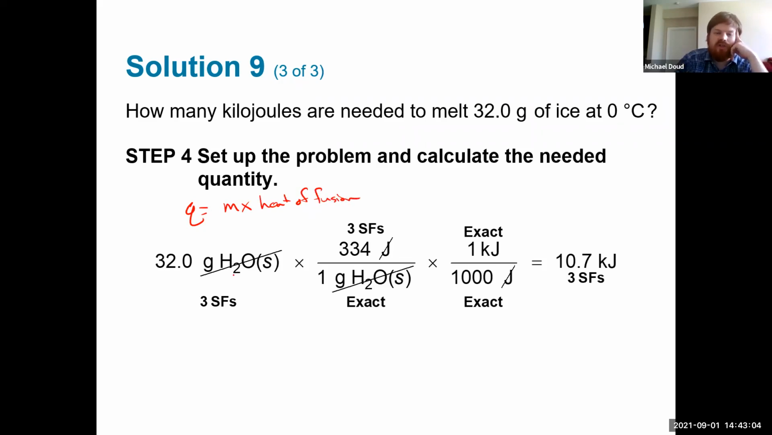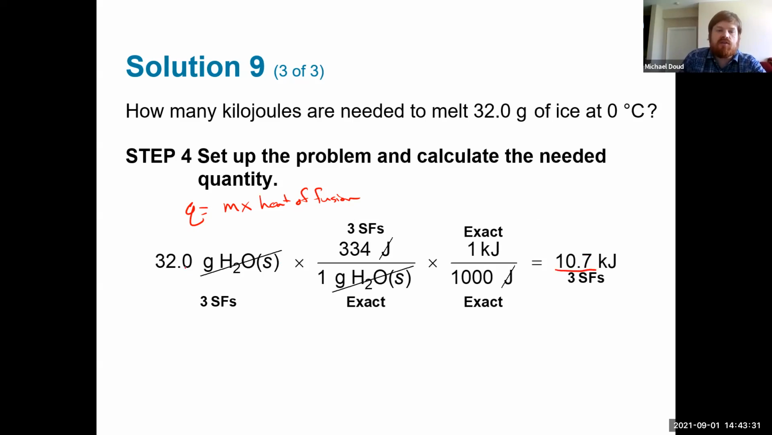So we start from our 32.0 grams of water. We know that our conversion factor here is basically 334 joules per 1 gram of water. And then again, I would stop here normally, but you could also just go directly and convert now from joules to kilojoules. We know that there's 1 kilojoule per 1,000 joules. So we take this number divided by 1,000. That gives us our final answer, 10.7 kilojoules.